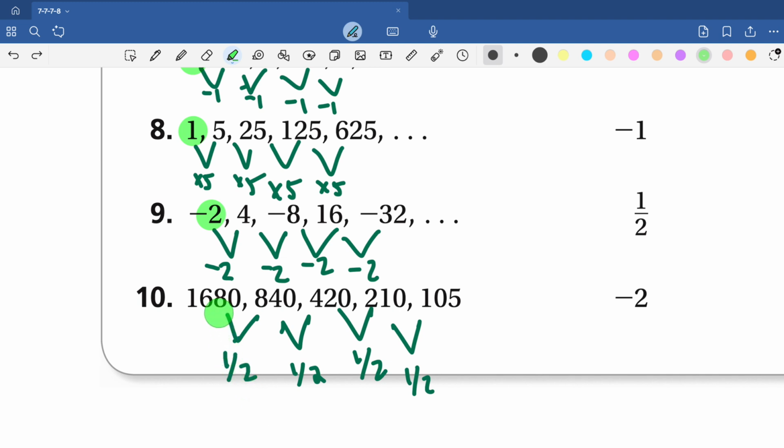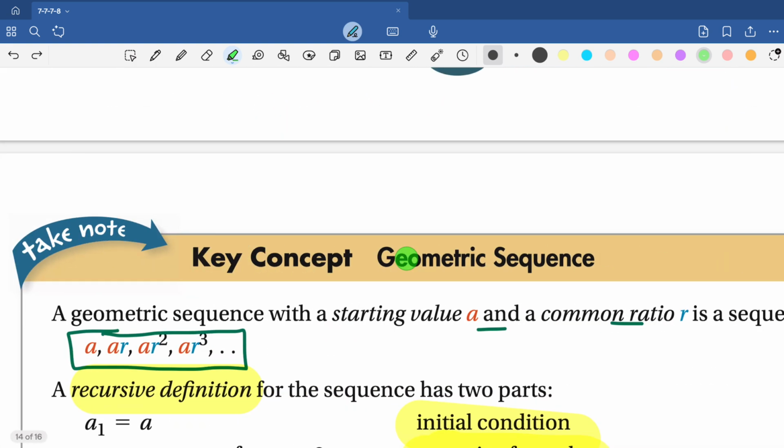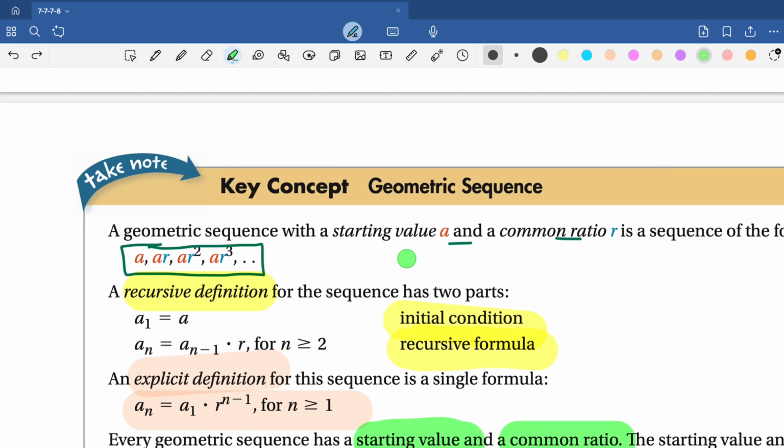So 1680, when I multiply that by a half, that's going to give me 840. 840, when I multiply it by a half, is going to give me 420. And you confirm that by testing 840 divided by 1680, or the consecutive term divided by the previous term. Okay? All right, so now how do we work with geometric sequences?